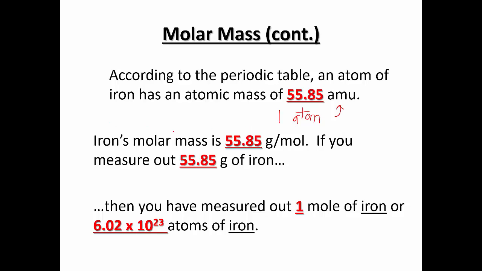Molar mass of iron, 55.85 grams. So if you measured out 55.85 grams of iron, you'd measure out 1 mole of iron. So 55.85 grams would equal 1 mole if you were to weigh that out. You would also have 1 mole or 6.02 times 10 to the 23rd particles. So our number of moles is becoming very important there.